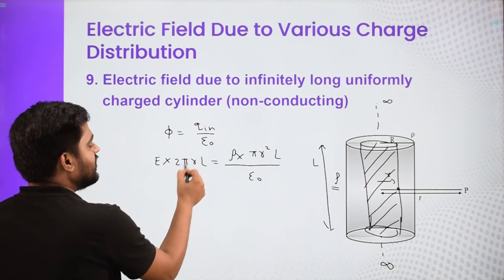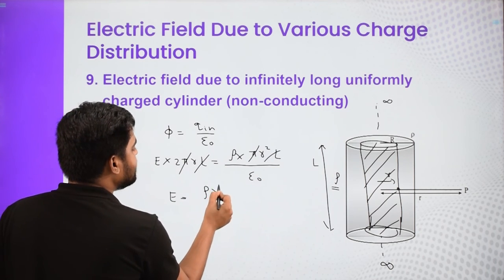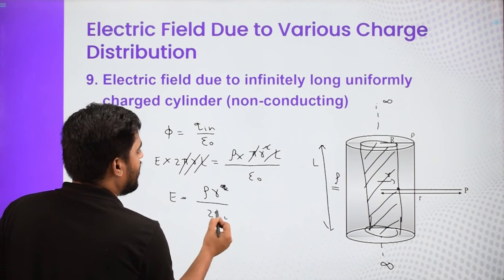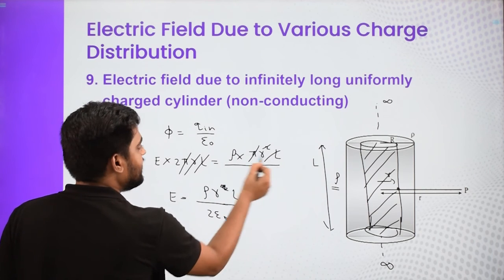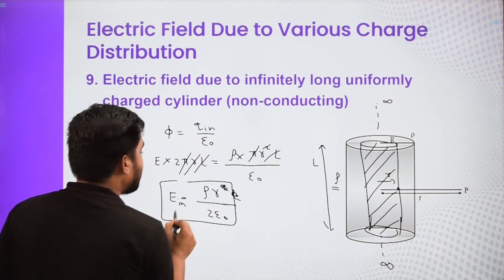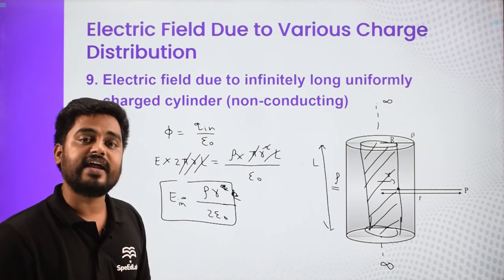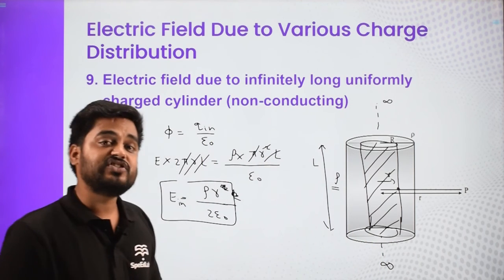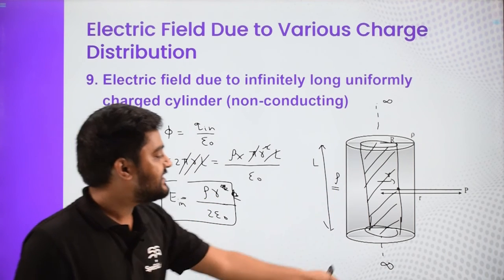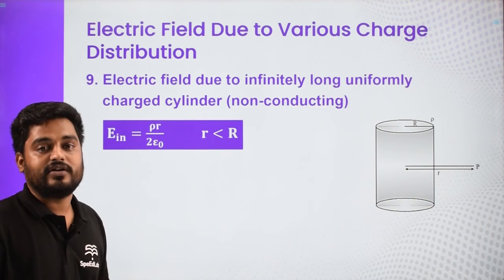Just cancel out pi and L, and we get E equals rho r square, r is also cancelled, so rho r divided by 2 epsilon naught. L also gets cancelled. So rho r by 2 epsilon naught is the electric field for a point lying inside the solid, infinitely long cylinder, which is uniformly charged, having a volume charge density rho, at a distance small r from its axis. So the final formula is rho r by 2 epsilon naught.